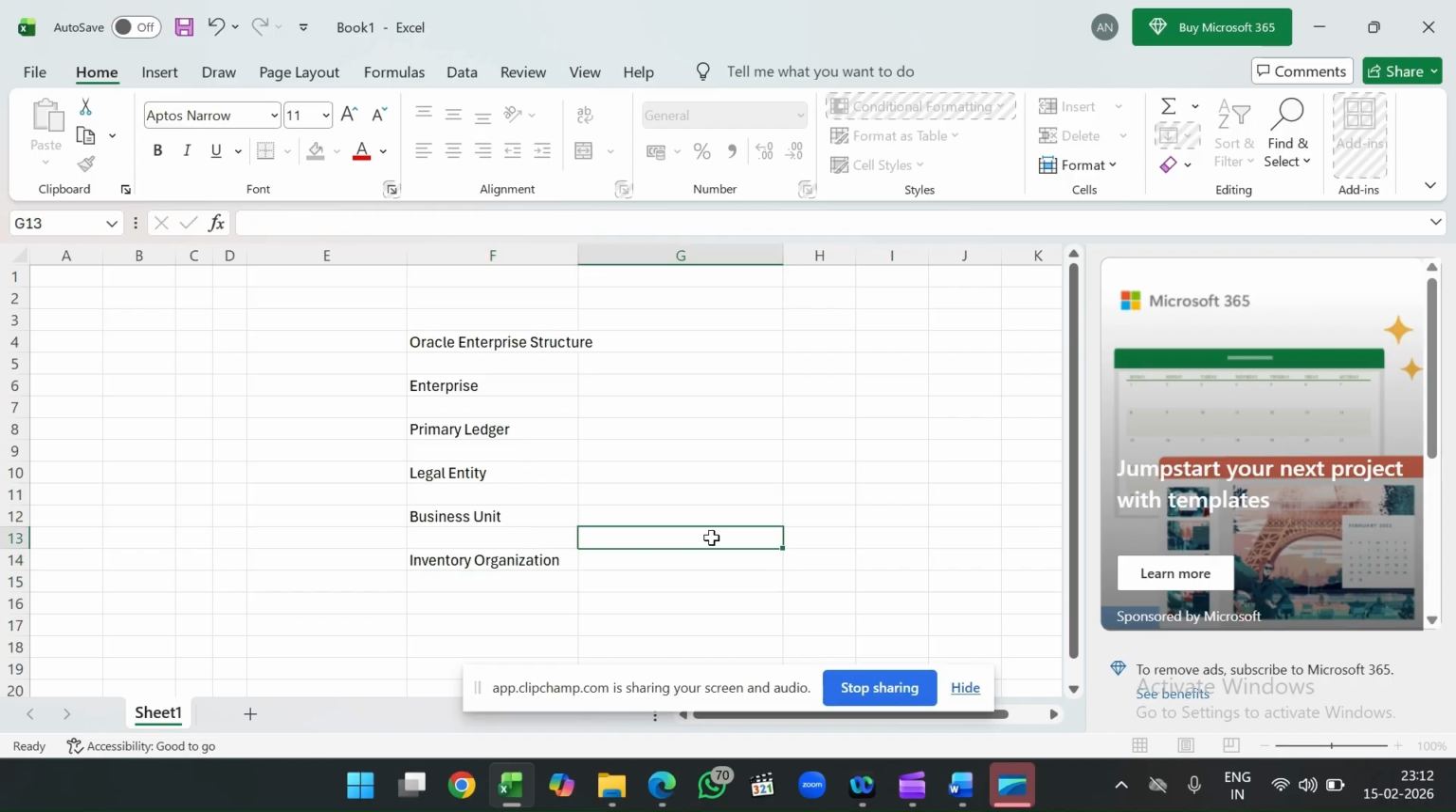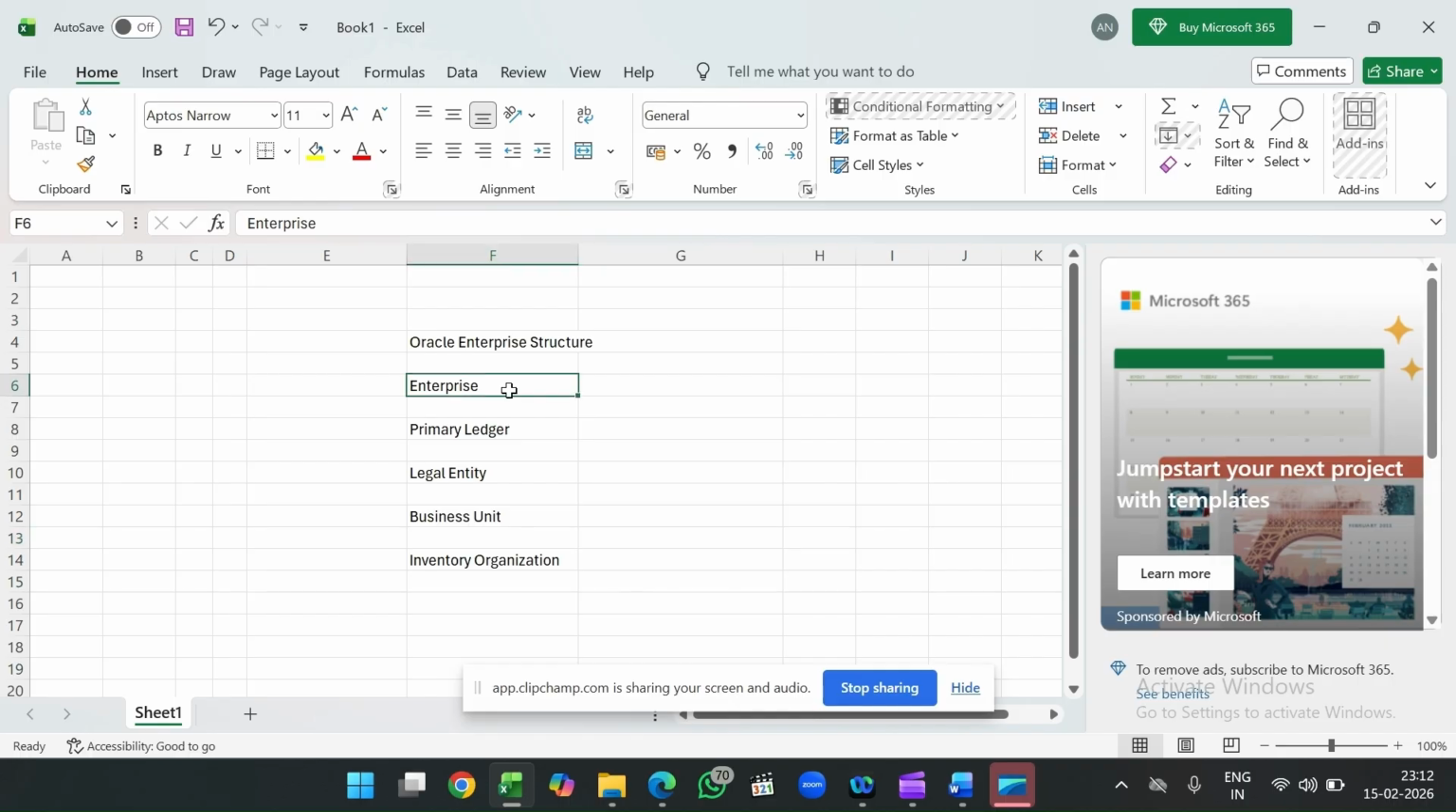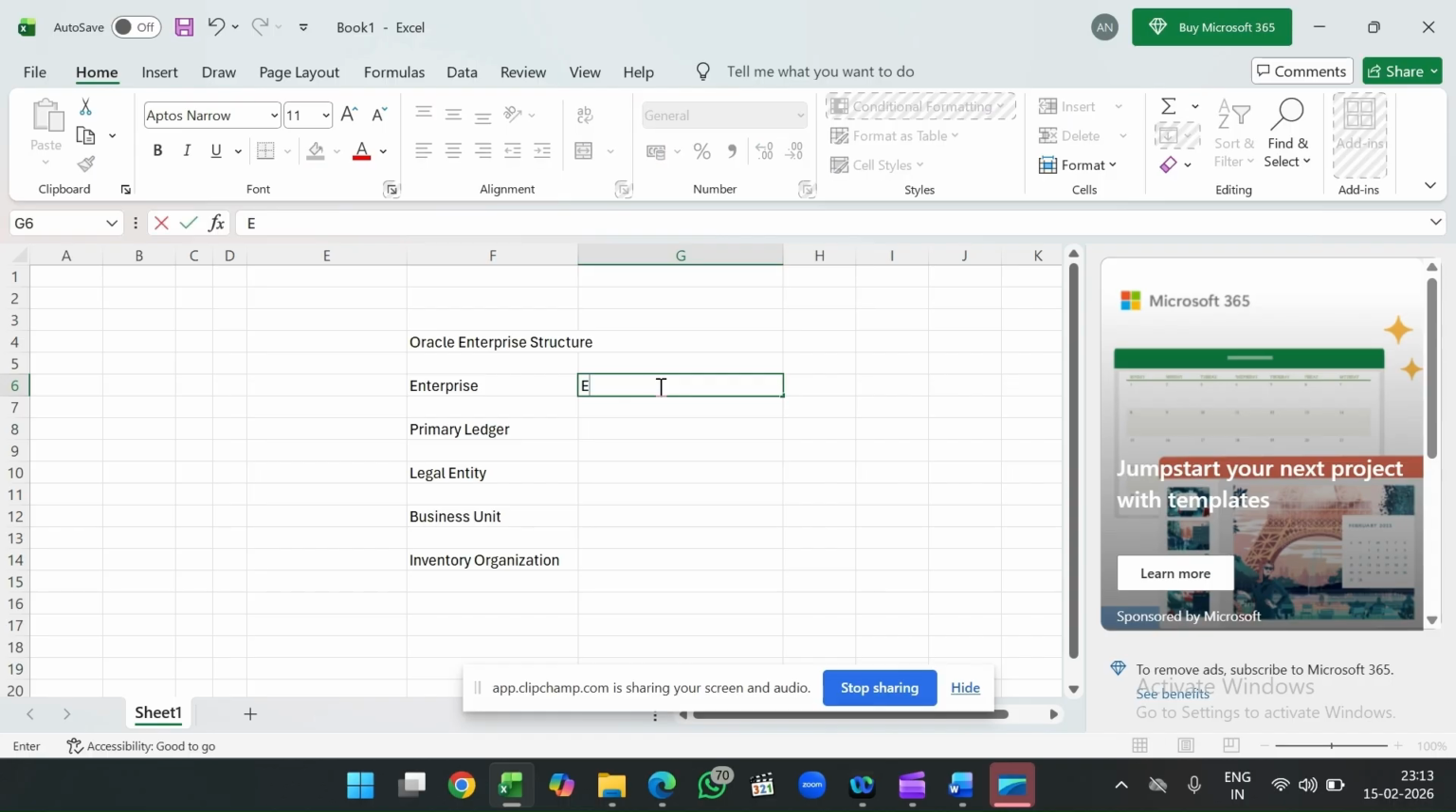So when we talk about the enterprise structure, this is a common structure all the business units are following. When we talk about the enterprise, here we can maintain the information. So whatever transaction is there for employee, we are using here.